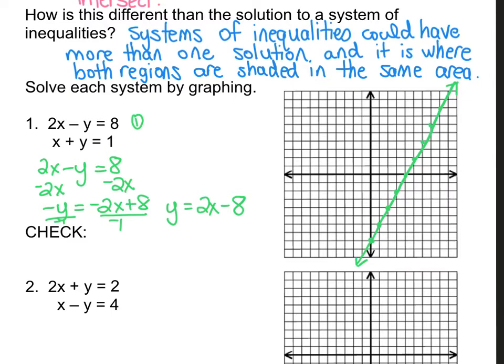So for my second line, I'm going to switch colors. I'm going to make this one red. So this would be my second line. I also want to rearrange this one to get it into slope-intercept form. So I'm going to subtract x from both sides, and I get y equals negative x plus 1. So that would mean this line has a y-intercept of positive 1 and a slope of negative 1. So down 1 to the right 1.